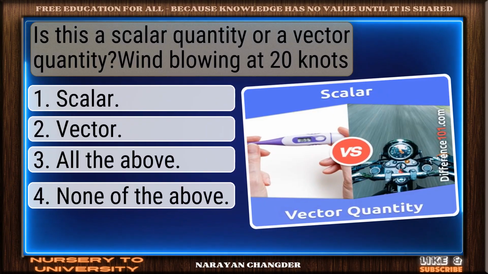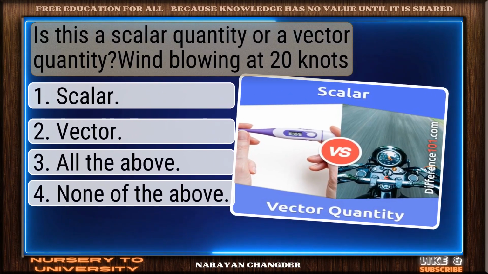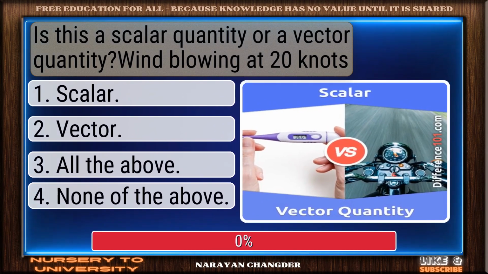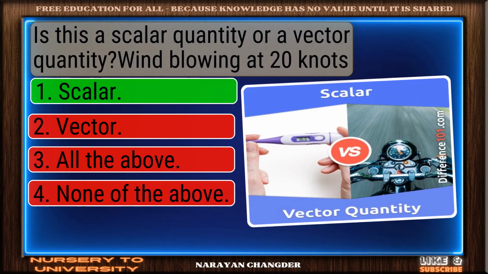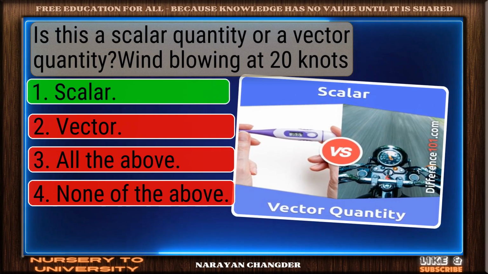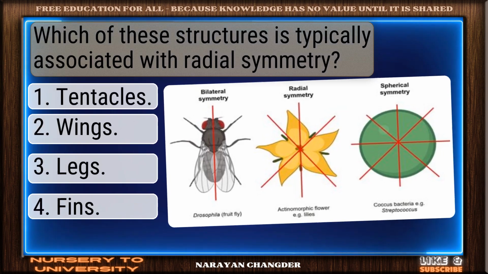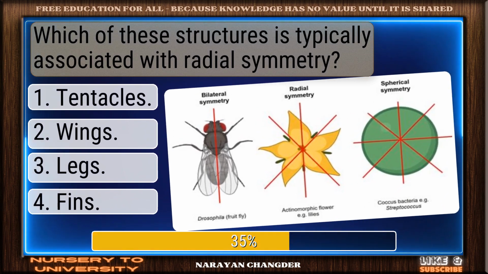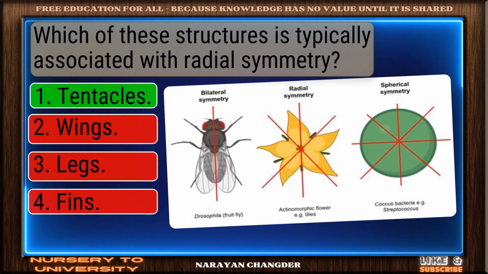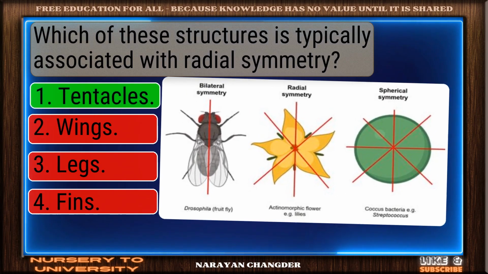Is this a scalar quantity or a vector quantity? Wind blowing at 20 knots. Well reasoned. Scalar is the correct choice. Which of these structures is typically associated with radial symmetry? Valid point. Tentacles is true.